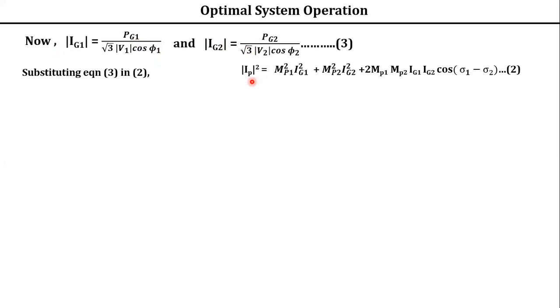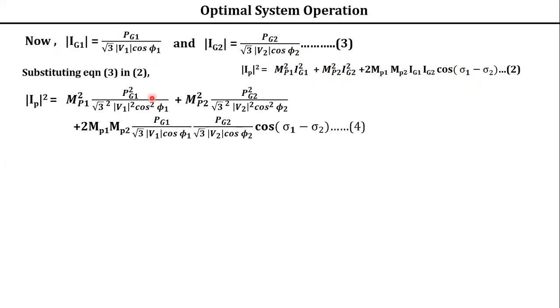Now substituting equation 3 into equation 2, which we just derived in the last slide. Again, for your convenience, I have represented it here. This is your equation 2. Understood? So IG1 and IG2 are there. Substitute IG1 and IG2, that is equation 3, in equation 2. That means here IG1, here IG2, replace these.